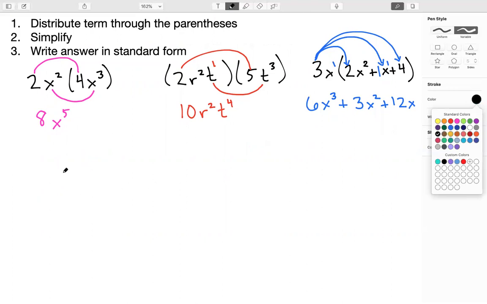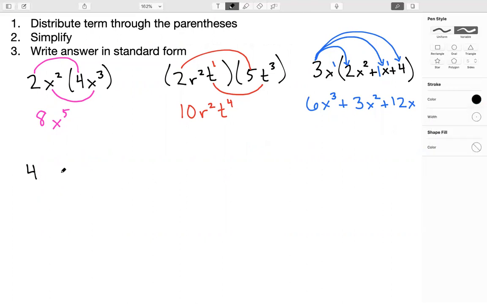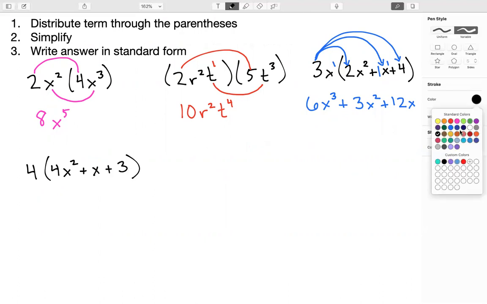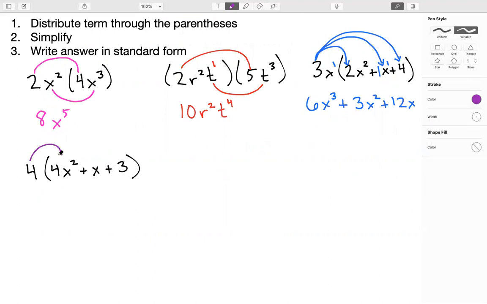Our next problem is 4 times 4x squared plus x plus 3. Our first step is going to be drawing our arrows. The 4 on the outside gets multiplied by each term in the inside, and the terms are separated by pluses or minuses, as you can see. 4 times 4 is 16. The x squared stays there.